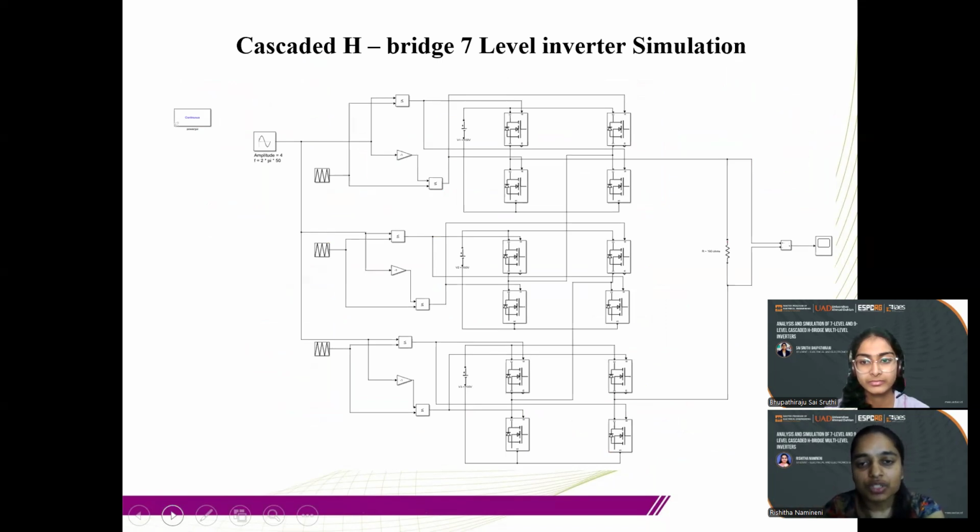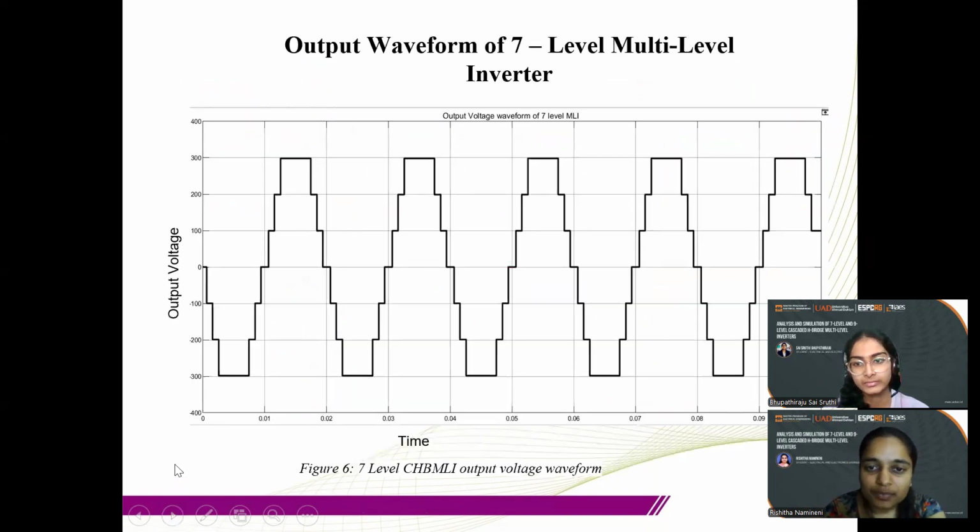So this is the simulation of the 7-level multi-level inverter which we have made. As we can see here, this is the output waveform, a step waveform, and it has 7 different steps. So this tells us that this is the 7 level H-bridge inverter's output.